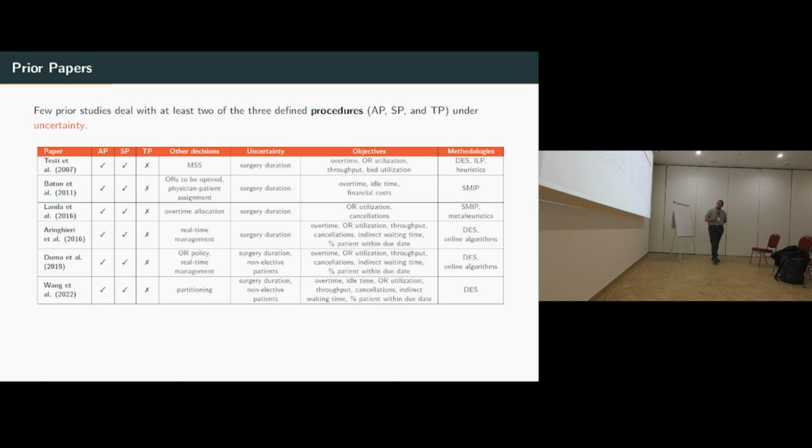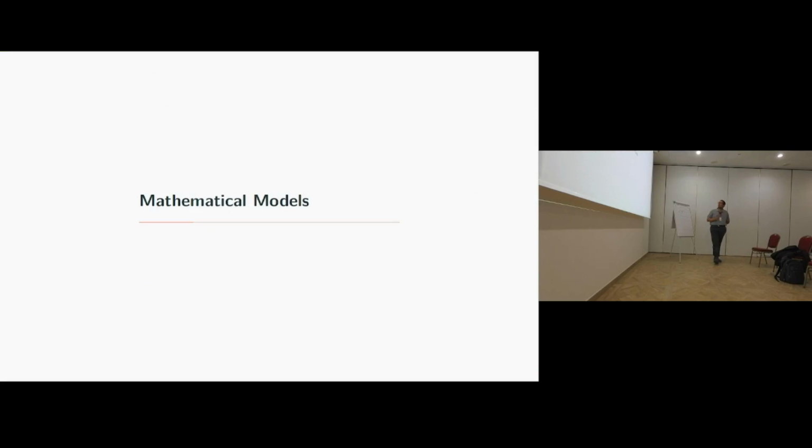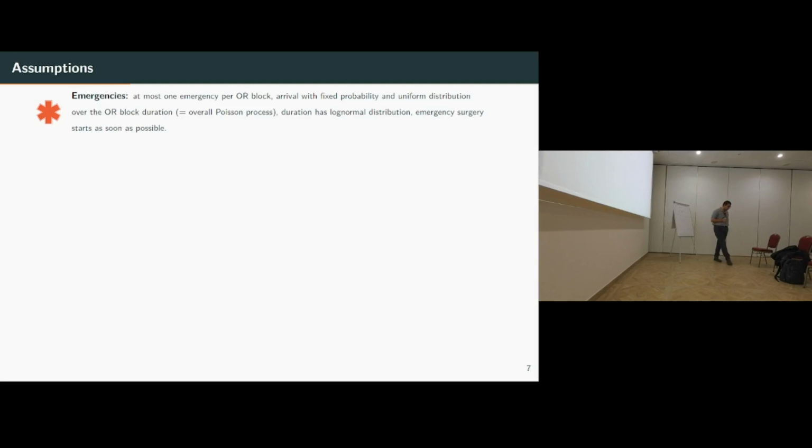Here is a list of papers that deal with at least 2 of the 3 types of uncertainty. We can add our work, which deals with all of them, with the uncertainty I mentioned, and with the 5 objectives. So, quickly about the mathematical models. We have the assumptions about the emergency: arrival time, duration time, and a proxy. We also have an assumption about surgery duration: we fitted a mixture of normal distributions, and we'll see the data and the distribution later.